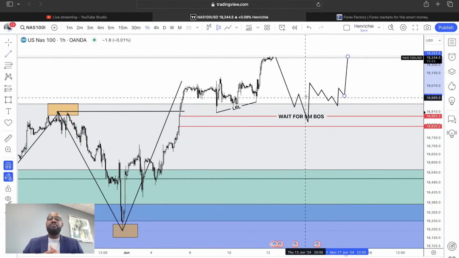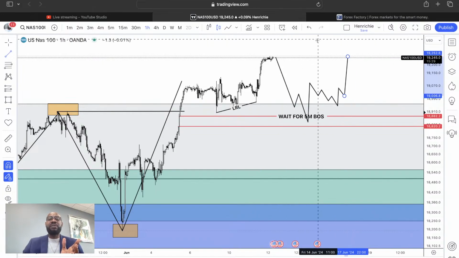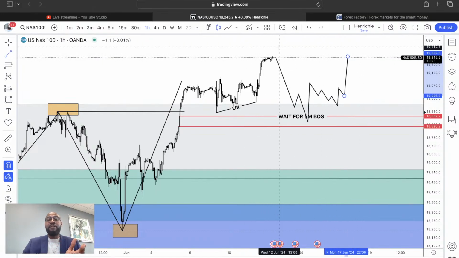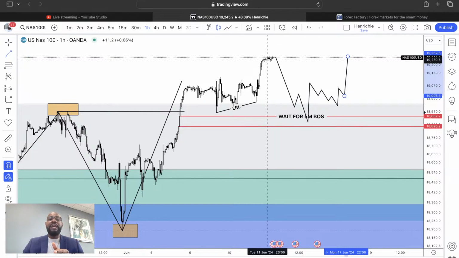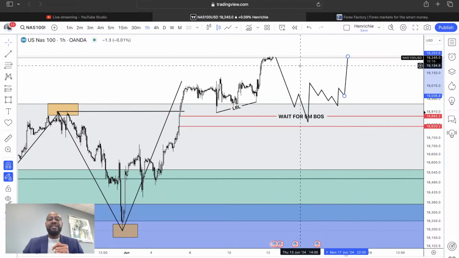I'm not going to try to put my take profit at unrealistic levels, because I don't really know what's resting above this key level. Price has never been there before, so I'm never going to use anything above the current price action as a take profit position. So I'll use what I'm seeing already as a take profit zone. So this is what I'm watching on NASDAQ.